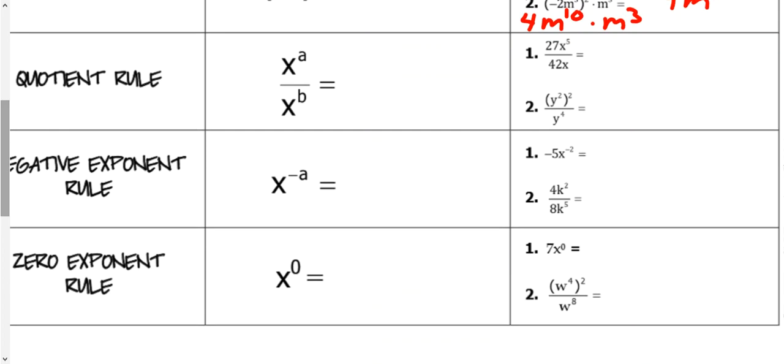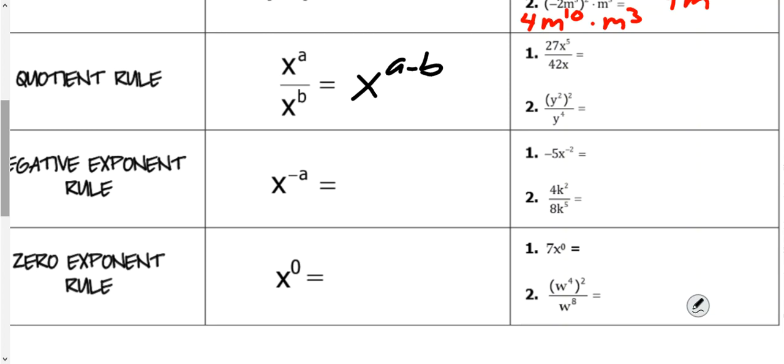Let's look at the quotient rule, the negative exponent rule, and the zero exponent rule. We haven't gone over the zero exponent rule, but that's pretty simple. So we'll look at that last. So the quotient rule, when we have a coefficient with an exponent divided by another coefficient with an exponent, or a variable in this case, the solution is going to be x to the a minus b. So let's look at two examples.